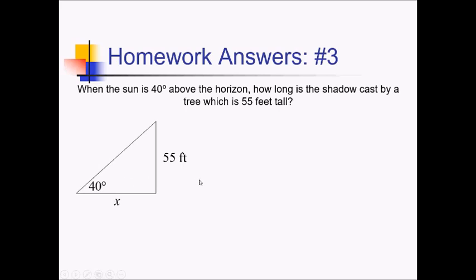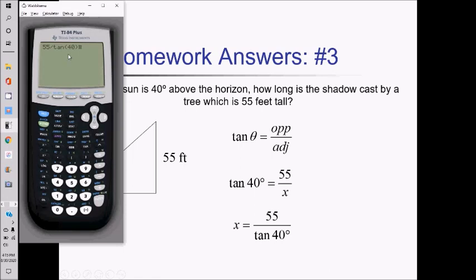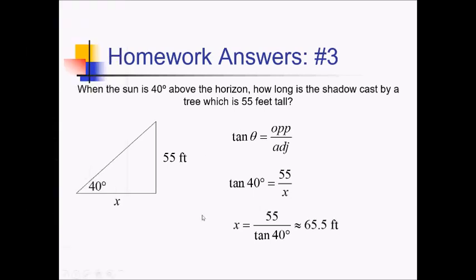Opposite, adjacent, we're talking the TOA part of SOHCAHTOA. So we can say tan of theta equals opposite over adjacent. So in this case, we have tan of 40 degrees equaling our opposite side of 55 over the adjacent side of x. And now to solve for x, I have to multiply by x and then immediately divide by tan of 40. So that's 55 over tan of 40 that we're doing on the calculator. So plugging that in, let's see how long that shadow is. Approximately 65.5, and that's going to be in feet.